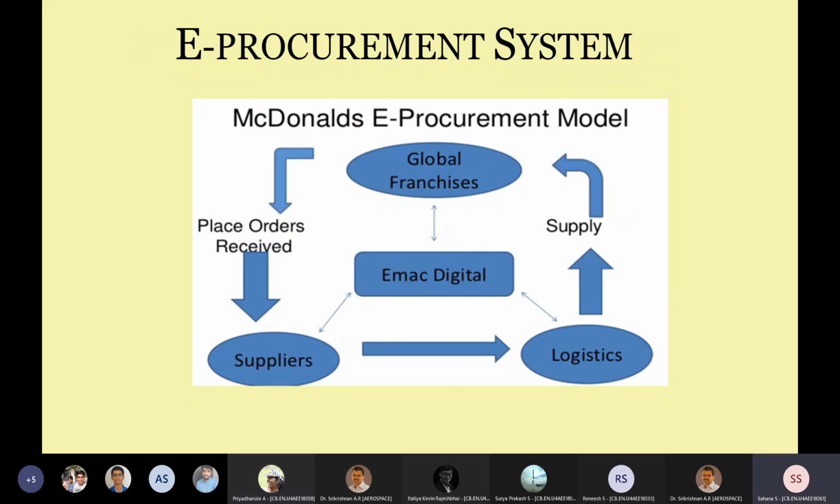Thank you, Priya. So this is the e-procurement system. So procurement is basically the process of acquiring the goods your company needs. Supply chain management, in turn, is the process of turning these goods into products and distributing them to customers. So this is a basic model of the e-procurement model. McDonald's uses an e-procurement model under the name of eMac Digital, which is owned by McDonald's. So this is a website that allows McDonald's franchises to buy everything needed to run their restaurants.